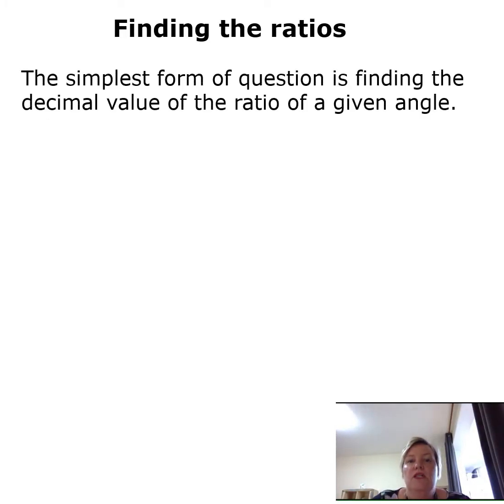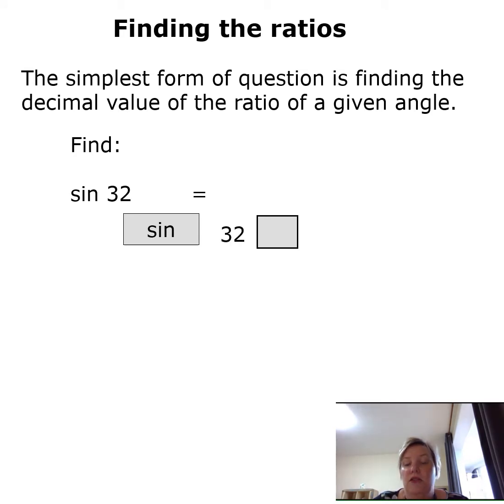Okay, so if you want to find a ratio, if you want to know what sine of the angle 32 is, you just simply do that on your calculator and you'll get this number. All right, you'll actually get a number longer than this. I have rounded this one to 4 significant figures.